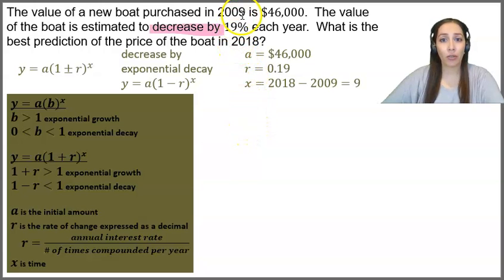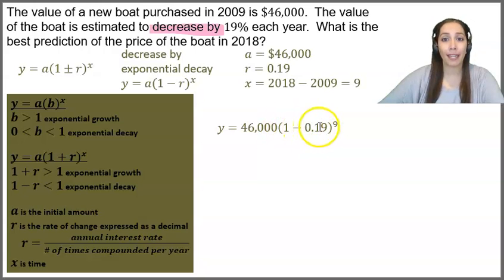I bought the boat in 2009, and I want to know the price of the boat in 2018. So I would take 2018 minus 2009, and I would get 9 years. So what is the value 9 years after purchase? I'm going to start by plugging my values into the equation. Y equals a, 46,000, times the quantity of 1 minus r, 0.19, raised to the x power, which is 9.